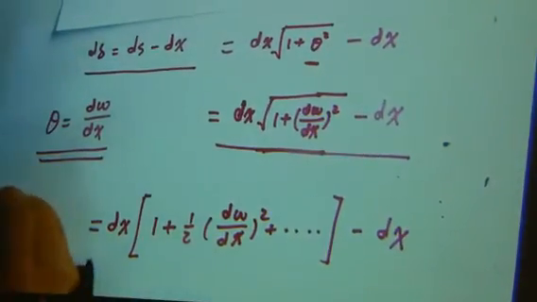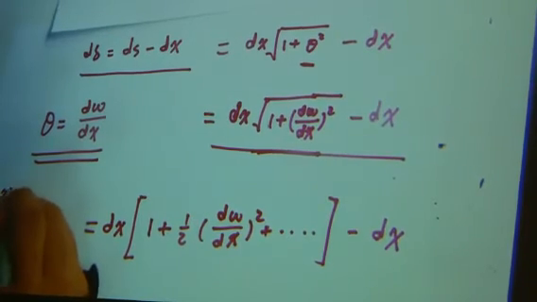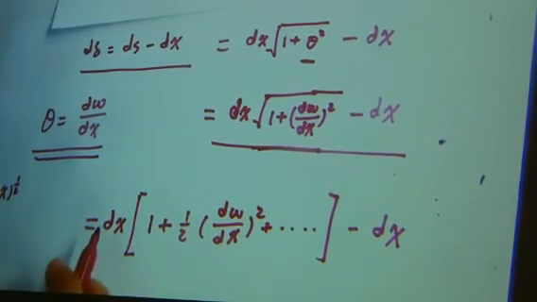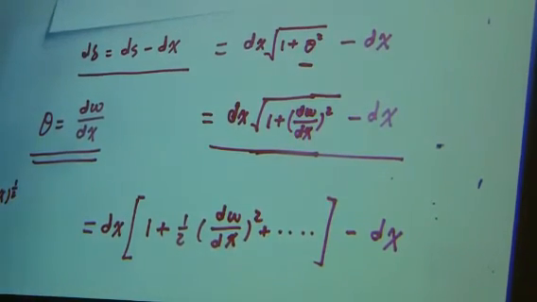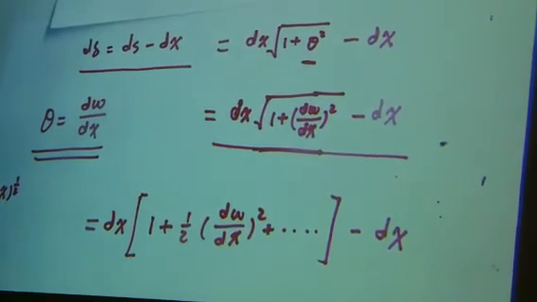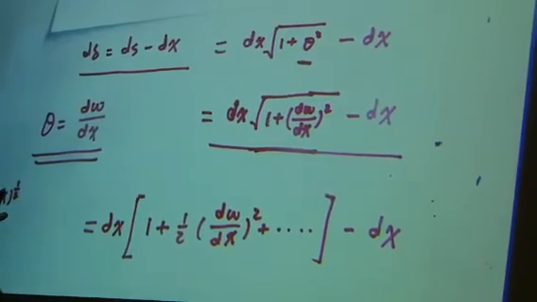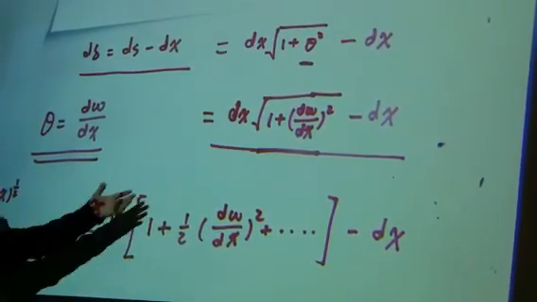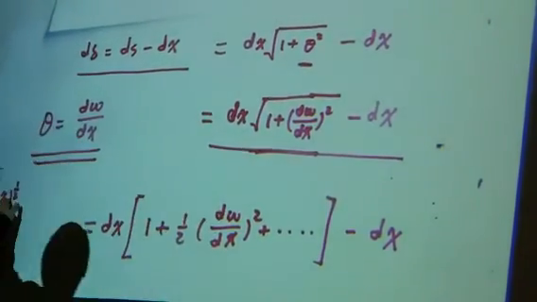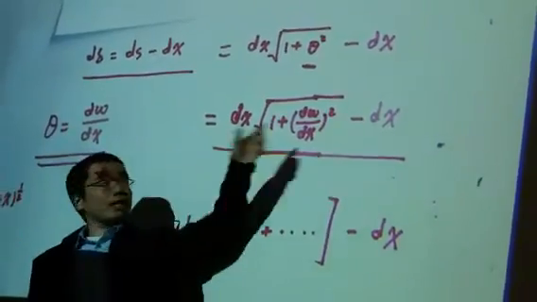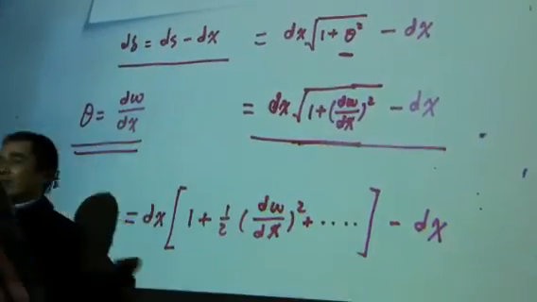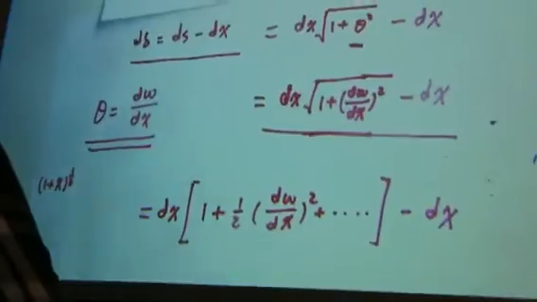Okay? How to do that? You can check in Wikipedia to see how to do the Taylor expansion of the square root of 1 plus x. There's a formula for this. If you do a Taylor expansion, you can get this. Here, x is just replaced with dw/dx. You can get this. So look at this.